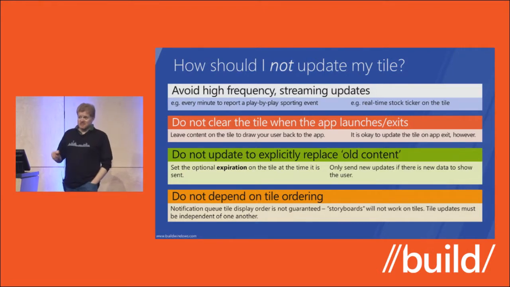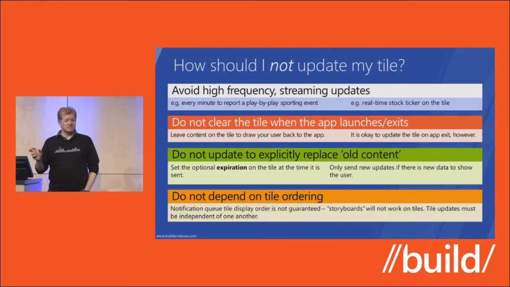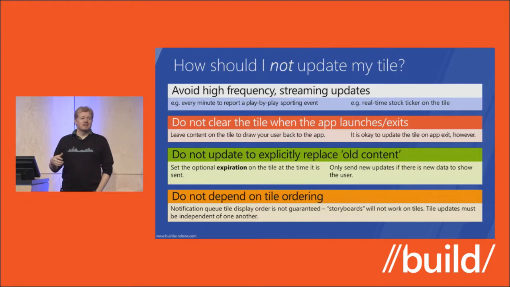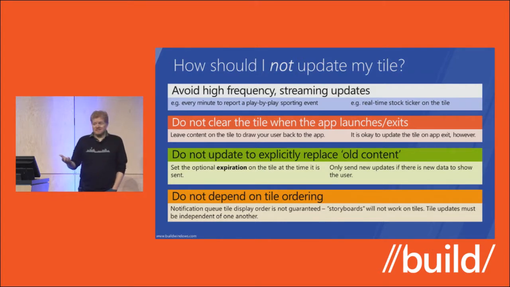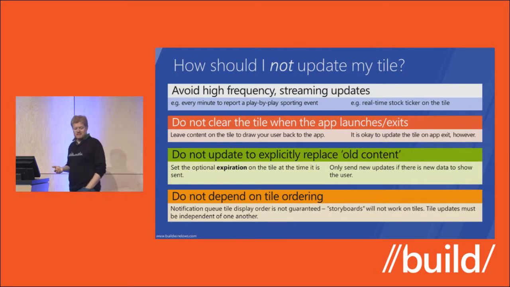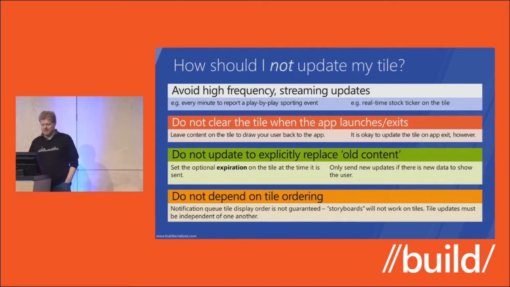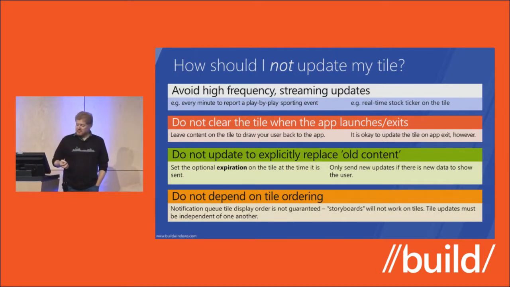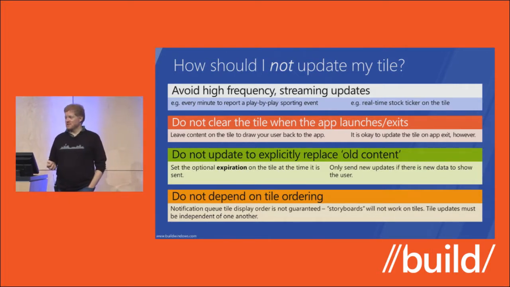You want to make sure there's an API call to clear badge updates and tile updates and so forth. If you're going to replace a tile update, you usually clear it and then send the new one. You don't want to clear these if you're shutting the app down or the app is closing, because the whole point is to keep that activity going while the app isn't running. Do not update to explicitly replace old content. Use the expiration time instead.